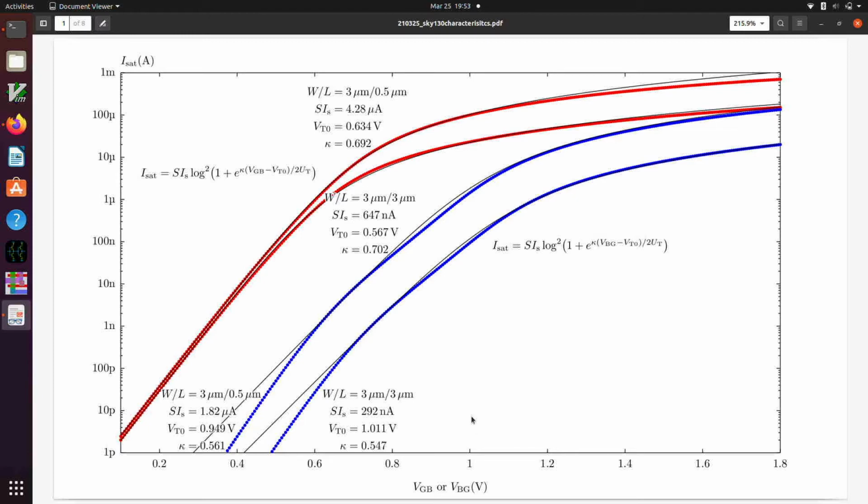The threshold currents, which are represented here on the simple EKV model by basically the strength ratio, the W over L ratio times IS, are pretty comparable for the N's and the P's. It's a little higher for the N's: here we've got 4.28 microamps versus 1.82, and 647 nanoamps versus 292 nanoamps. So the N's are a little higher in terms of their threshold current levels, but not ridiculously higher. They're in the same order of magnitude.